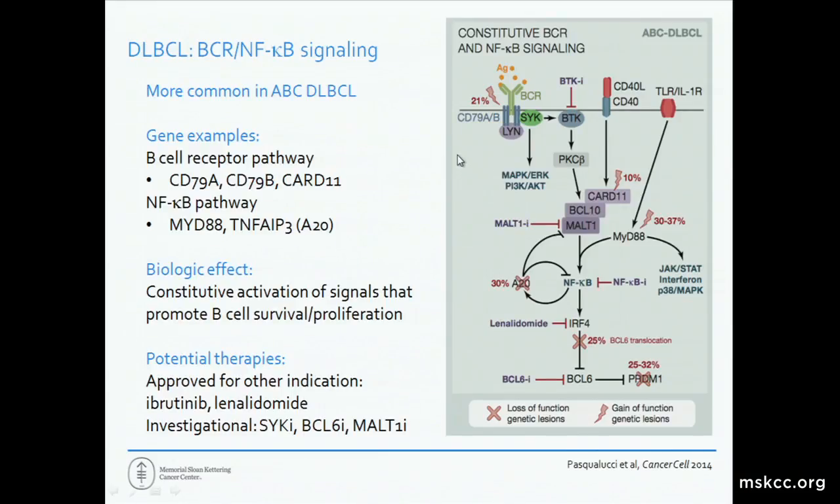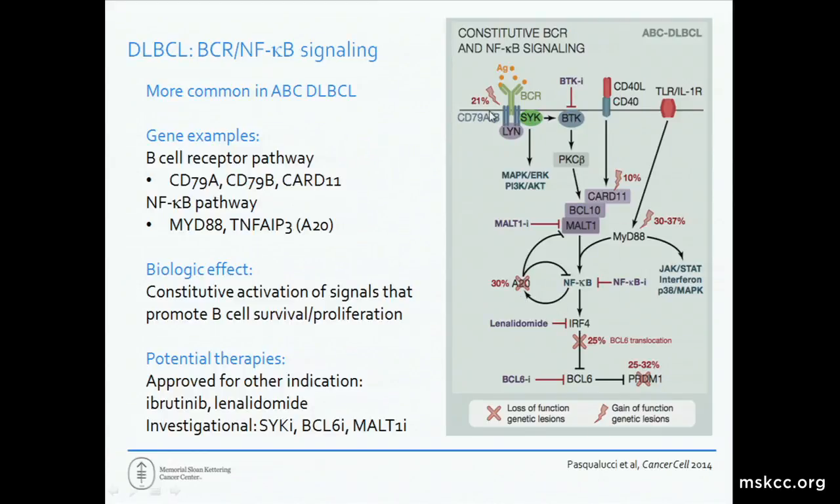So in DLBCL, one of the most commonly mutated pathways involved signaling through the B cell receptor and NF-kappa B signaling pathways. Normal B cells depend on signals through the B cell receptor and other co-stimulatory receptors that have a cascade of signaling that culminates in activation of NF-kappa B, and this is critical for B cell survival and proliferation. What was observed in the sequencing efforts was that there were frequent mutations that activated positive regulators of the pathway or inactivated negative regulators of the pathway.